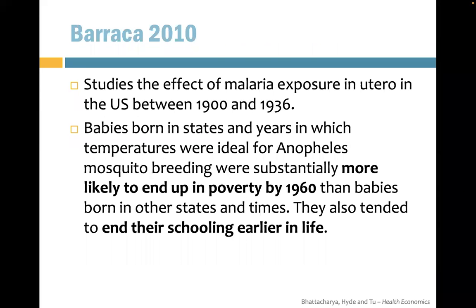And so they found out that babies born in states and years in which temperatures are ideal for these kinds of mosquitoes breeding are substantially more likely to end up in poverty in 1960 than babies born in other states or in other times. Oh, and they also tend to end their schooling early in life. So this evidence shows that if babies experienced worse health due to more mosquitoes in that year or area, then it could end up in disparities in SES.